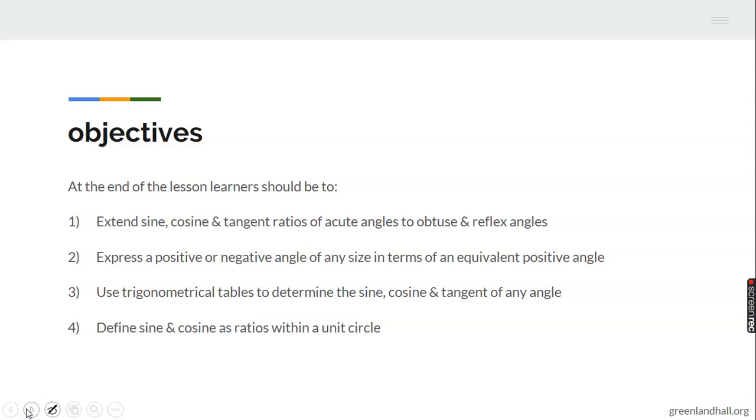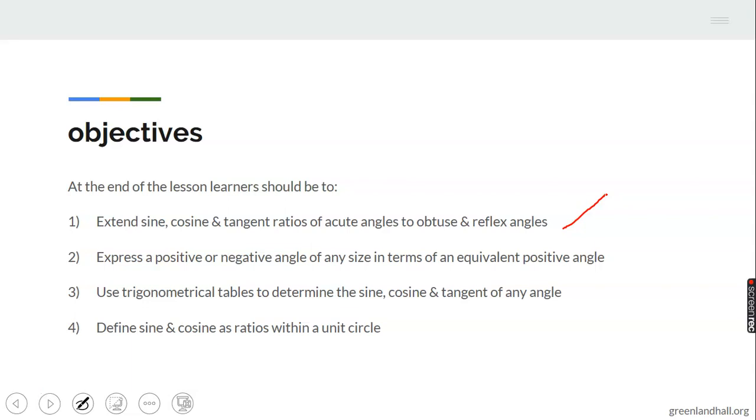And these are the objectives that I expect you to be able to know at the end. One, to extend the sine, cosine, and tangent ratio of acute angle to obtuse and reflex angle.